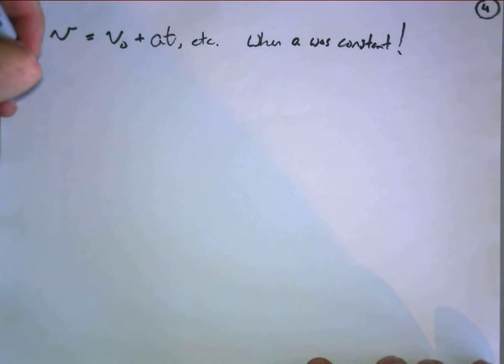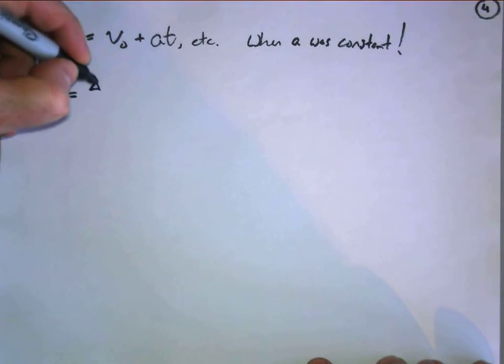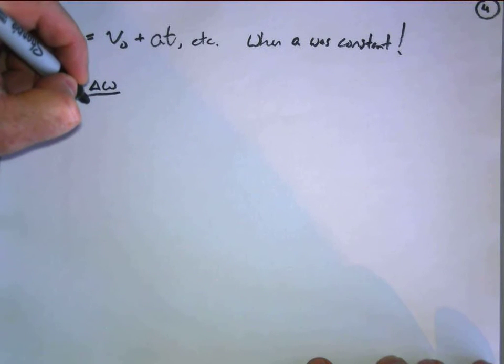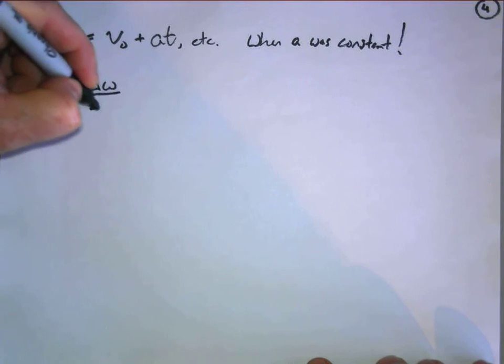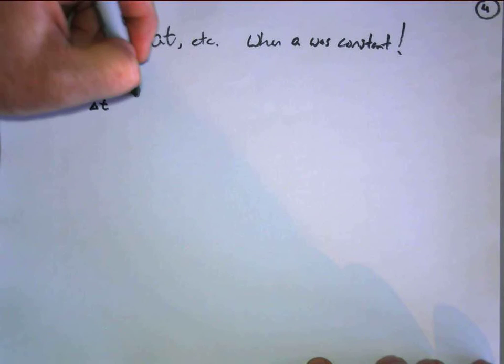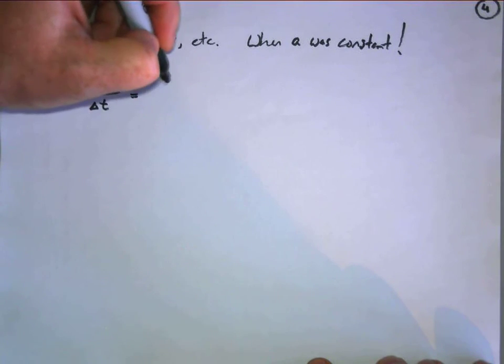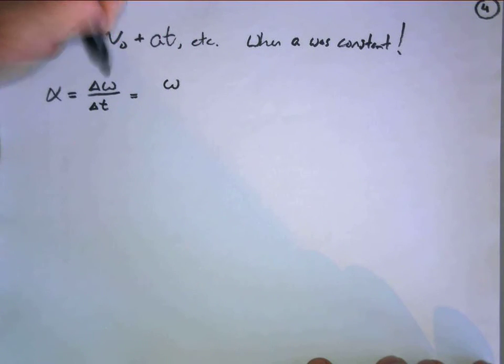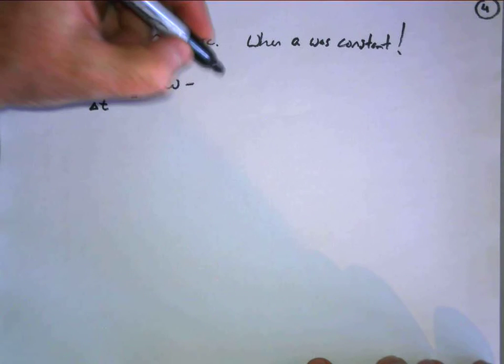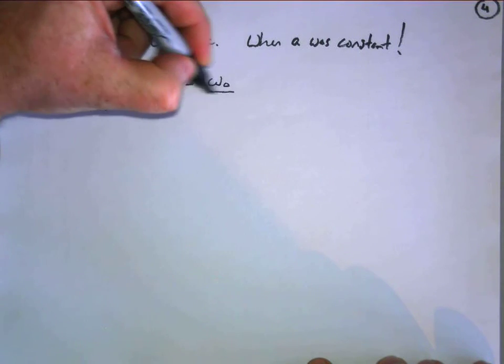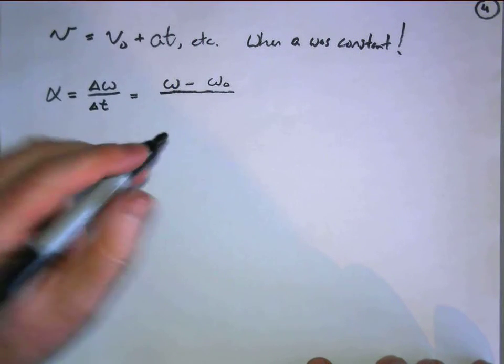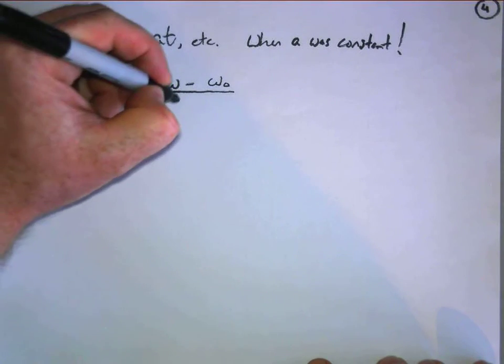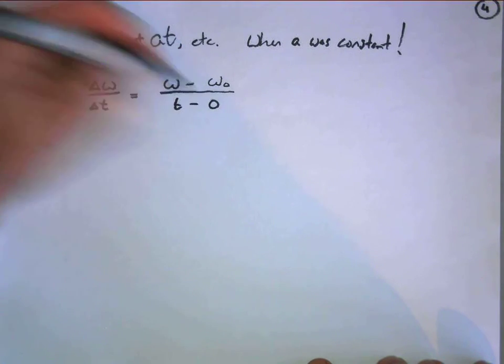For example, let's look at this relationship here. Angular acceleration is the change in angular velocity divided by the time interval. So we can rewrite this a little bit. This delta omega is equal to your change in angular velocity, final minus initial angular velocity. When we do this, we typically are going to start counting at time 0, so your time minus your initial time would be 0.